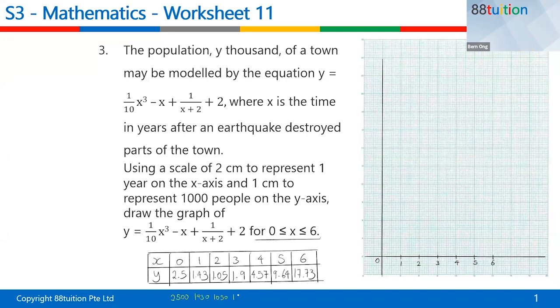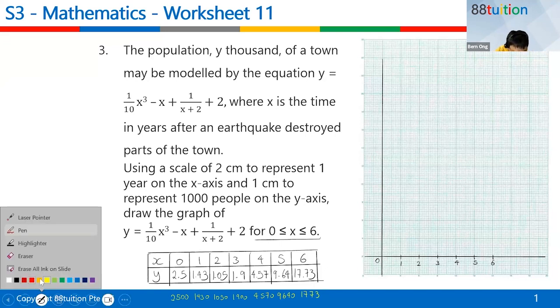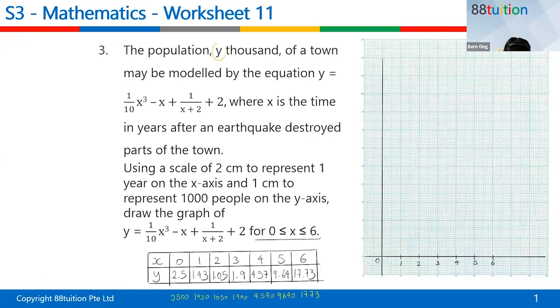1,050, 1,900, 4,570, 9,640, and 1,773. Oh yeah, 1,773. Can? All right, so I believe the numbers 2.5 actually represents 2.5 thousand. Because look at the question: the population is in thousands, which means 2.5 thousand is 2.5 times 1,000.